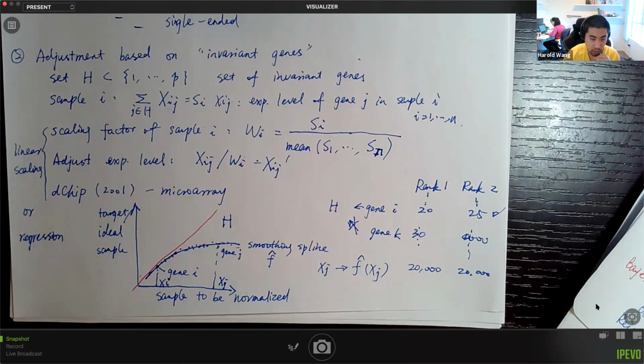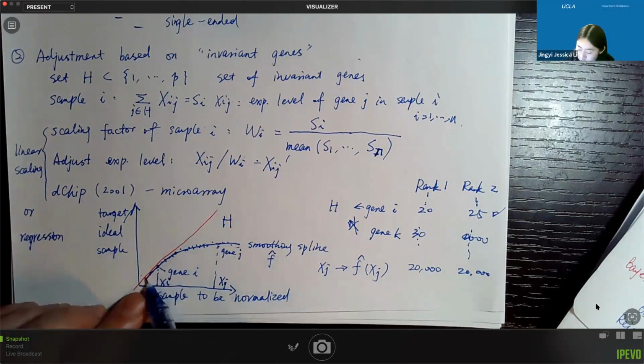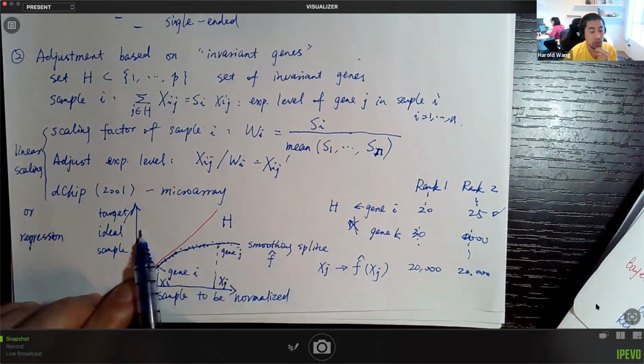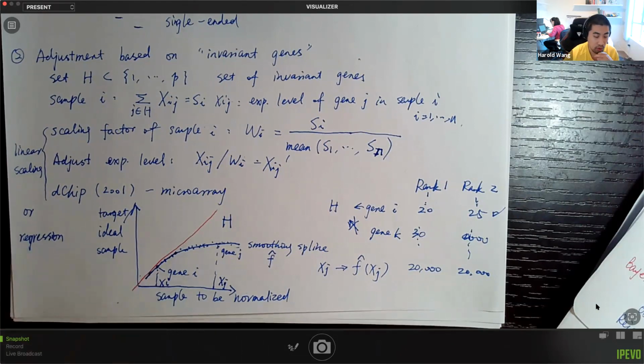So if I have another gene, how would I know how much to correct? It's a function, right? Call it f hat. It can take any expression value and output some other value. Okay, I see.